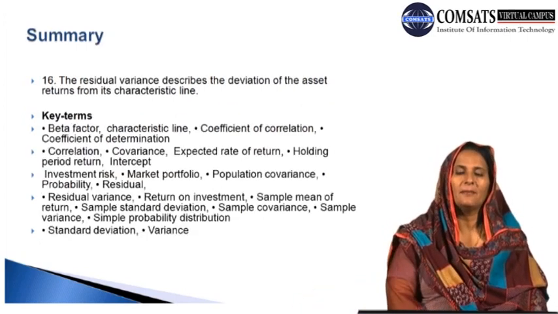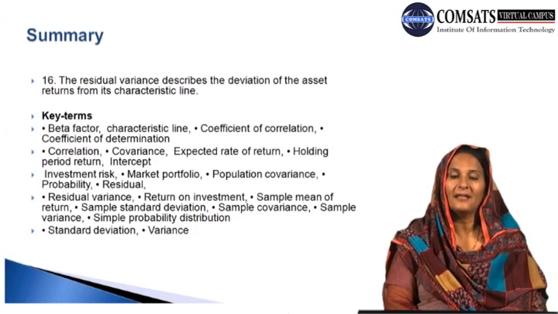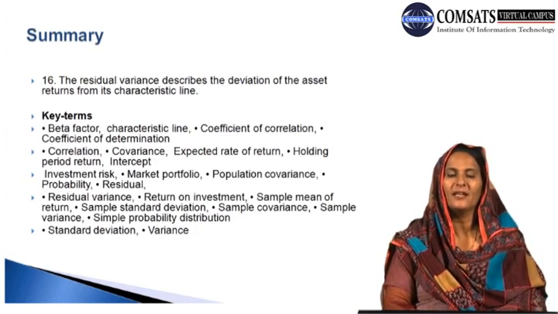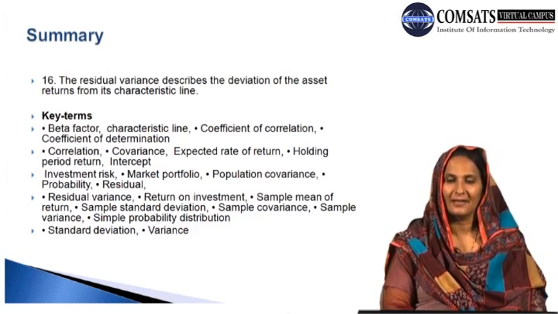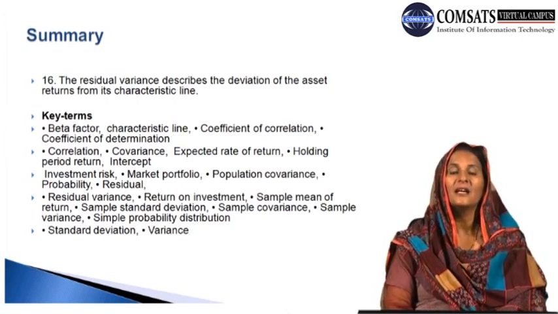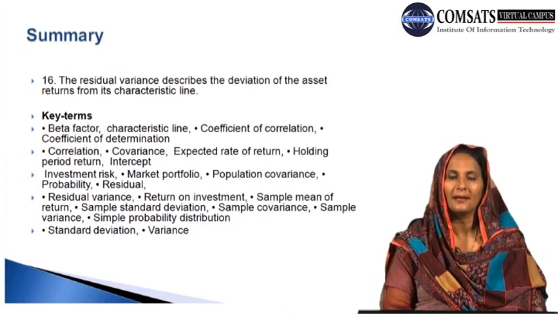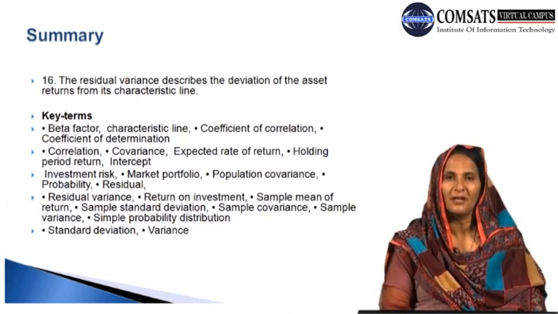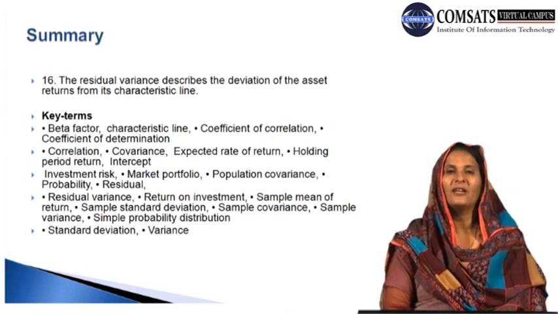Then continuing with the summary, we find the concept of the residual variance. What is the residual variance? So we discussed that residual variance describes the deviation of the asset returns from the characteristic line. The characteristic line is also known as the time series regression line. It is the best fitted line and best fitted to the data. That is, we can say it is fitted to the data to the maximum possible extent, and it covers all the observations prevailing in the scenario in the financial market.